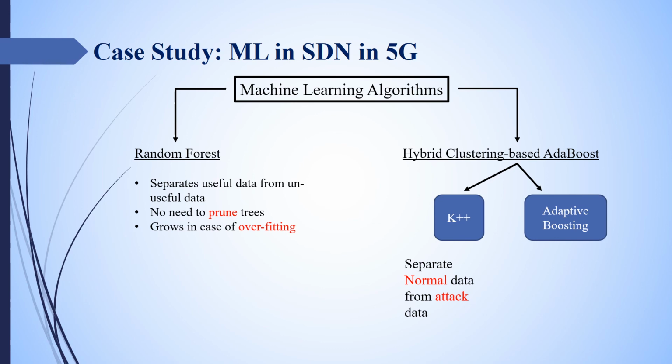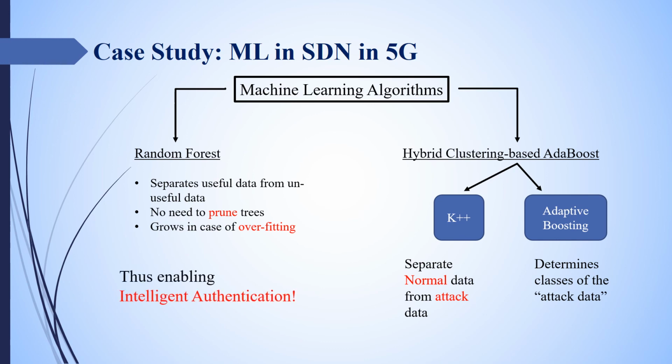Now adaptive boosting is somehow related to KNN, or we can say a regression model in which different classes of the data are formed. This is why we are using these two algorithms, random forest and hybrid clustering, in machine learning algorithms for the SDN approach in 5G. In this way, we can detect intelligent authentication for SDN in 5G.